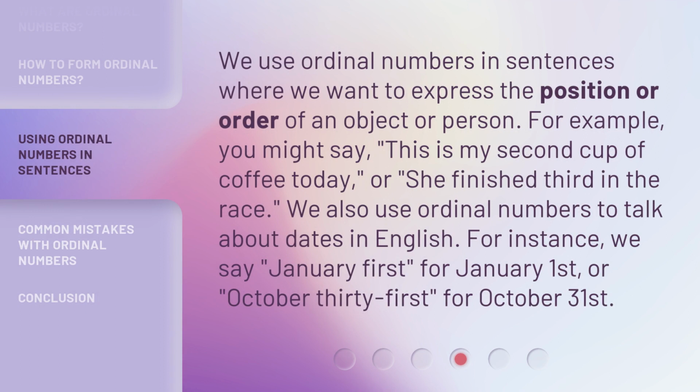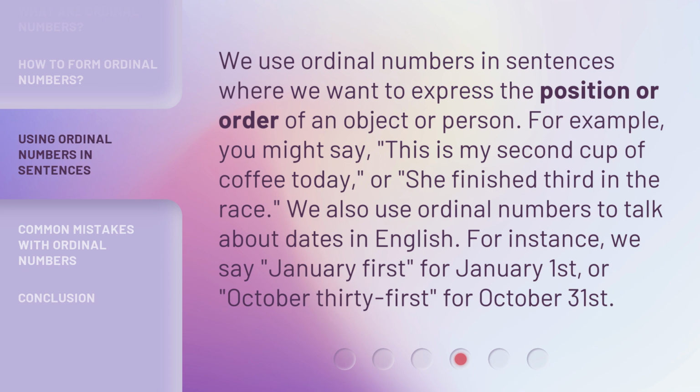We use ordinal numbers in sentences where we want to express the position or order of an object or person. For example, you might say, "This is my second cup of coffee today," or "She finished third in the race."